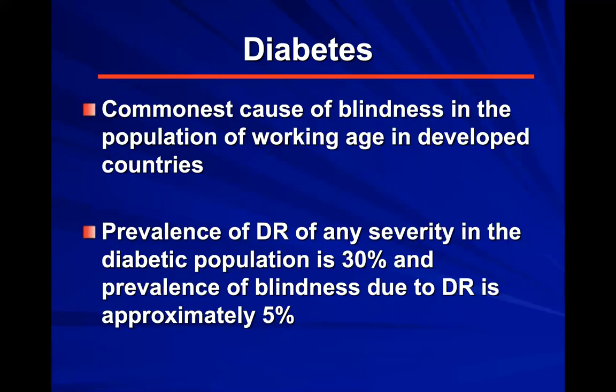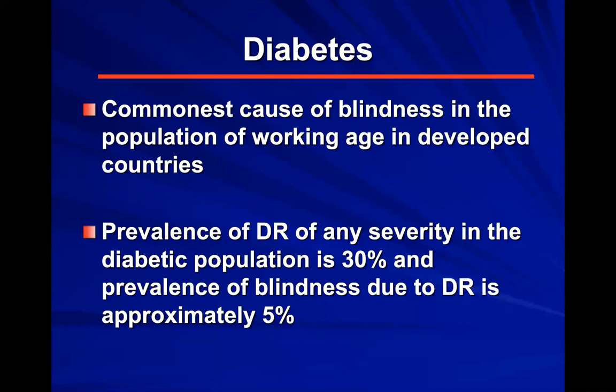This just shows you a nice diagram of how toxoplasmosis affects your organs. Diabetes, we talked about that before, so I'm not going to be spending a lot of time. We talked about it in visual impairment, but it is the most common cause of blindness in the population of working age in developed countries. Unfortunately, Saudi Arabia has become a developed country, and unfortunately, diabetes has now affected us as a developed country.